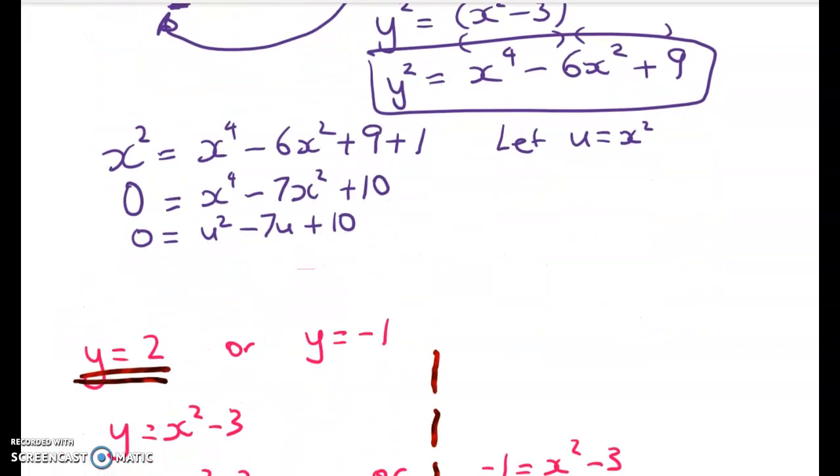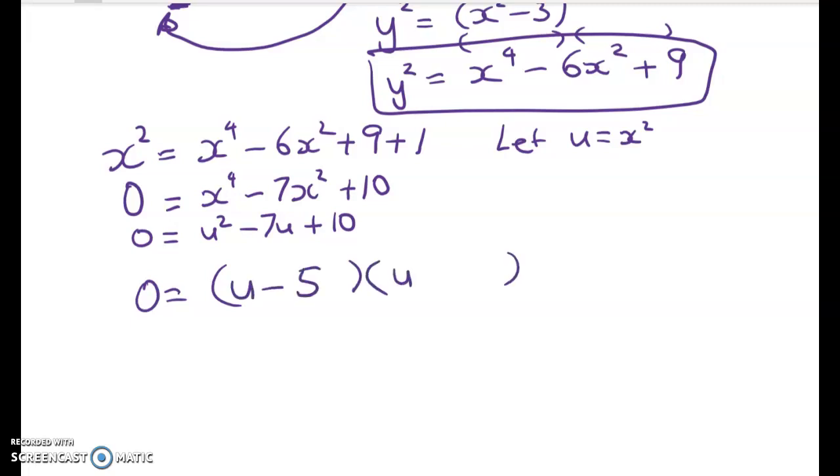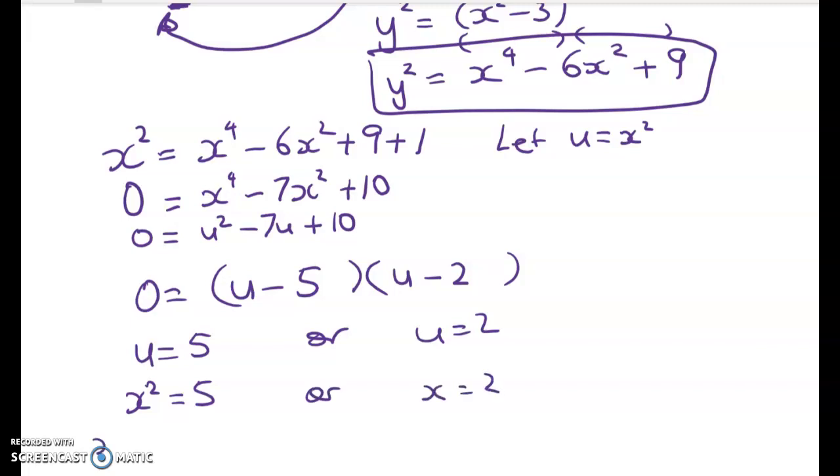Now I just need to get rid of this mess from the other way of doing it. And you can see what we're going to do now is solve that quadratic for u. So 0 is equal to u minus 5 times u minus 2. u is equal to 5, or u is equal to 2. So here we're going to get the x values coming up first. So x squared is 5, or x squared is 2. x is equal to the square root of 5, or negative square root of 5, or root 2, or negative root 2. And what's y?